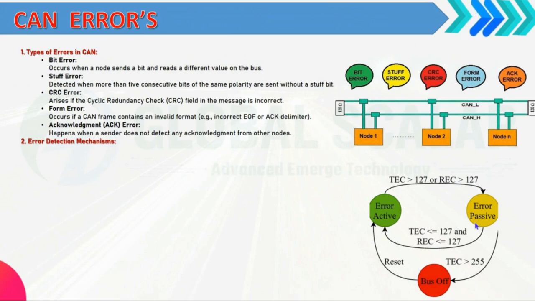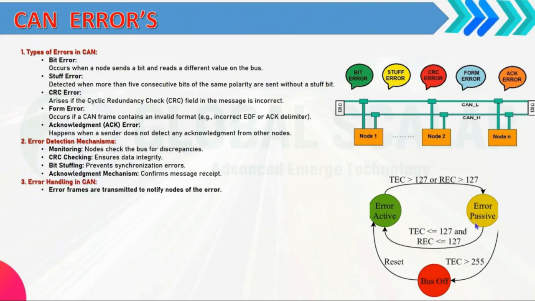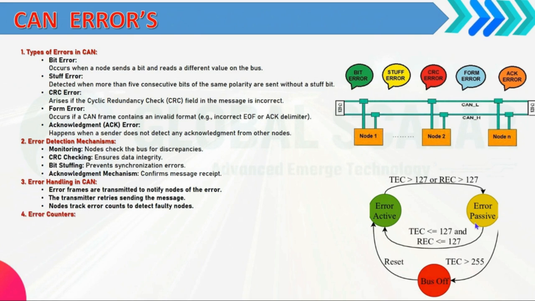And for the error detection mechanism, here we have monitoring, where the node checks the bus for discrepancies. CRC checking ensures data integrity, and bit stuffing prevents synchronization errors. The acknowledgement mechanism confirms message reception. For error handling in CAN, error frames are transmitted to notify the nodes of the error. The transmitter retries sending the messages, and nodes track the error count to detect faulty nodes.